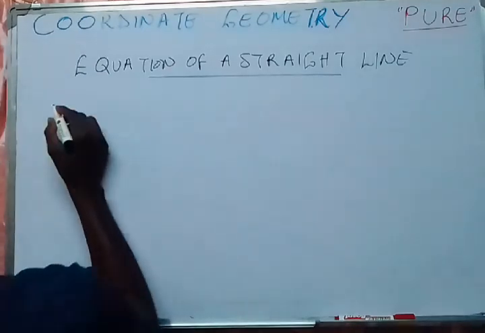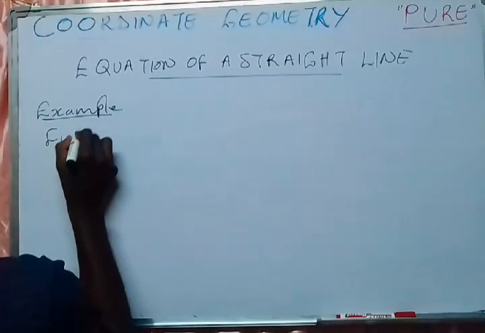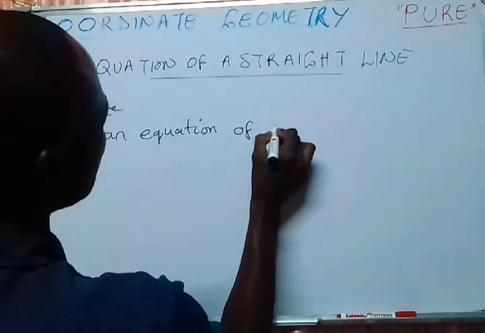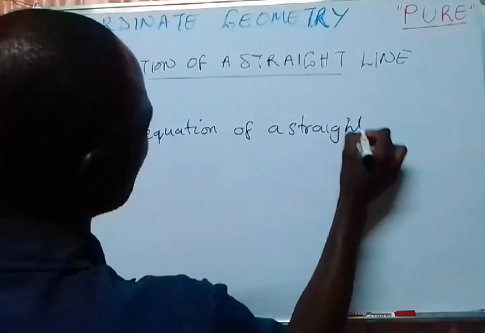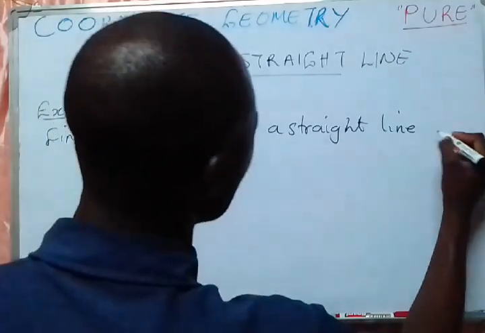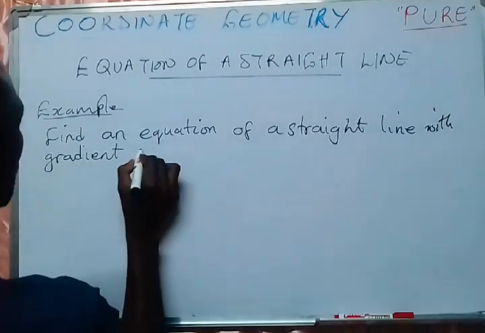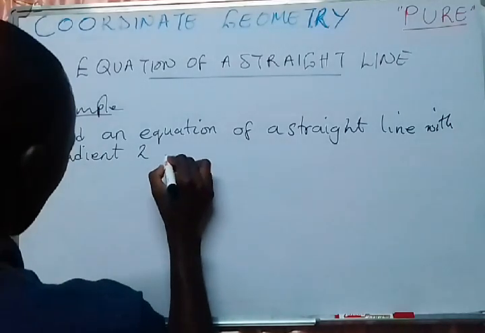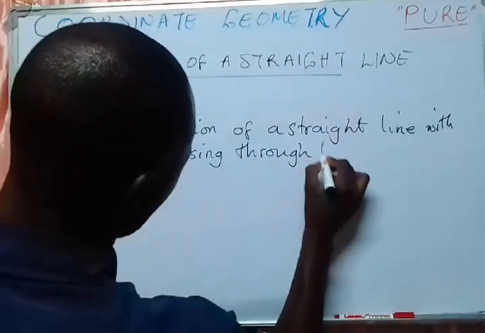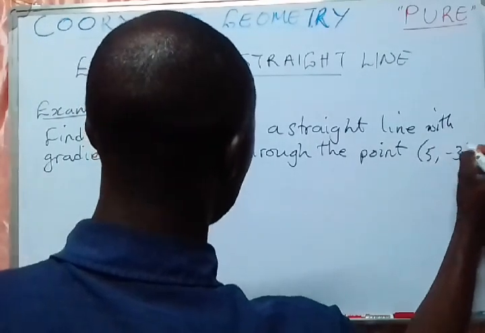Find an equation of a straight line with a gradient 2, passing through the point 5, negative 3.